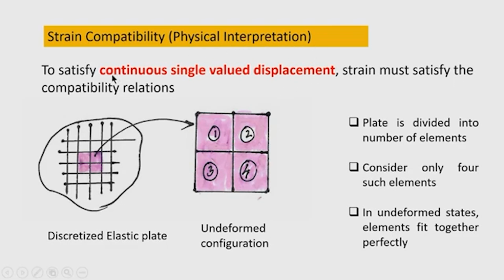If this is not obtained by analysis, then we find that our assumption is wrong, or this numerical technique or whatever solution method we adopt is wrong. So, strain must satisfy the compatibility condition.